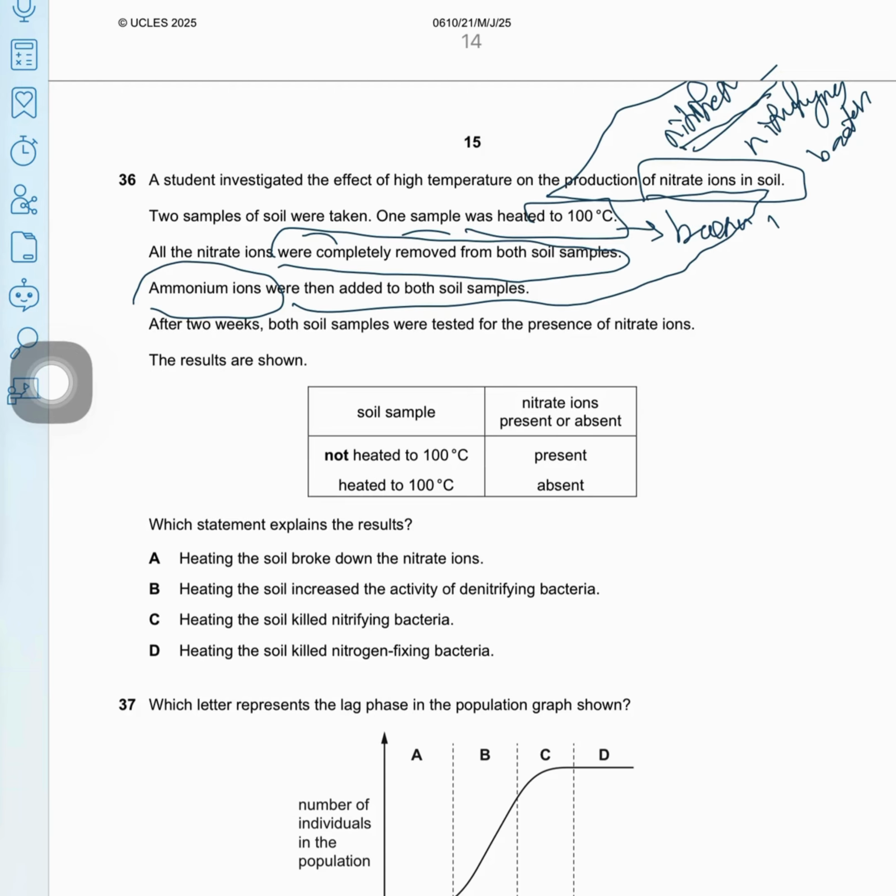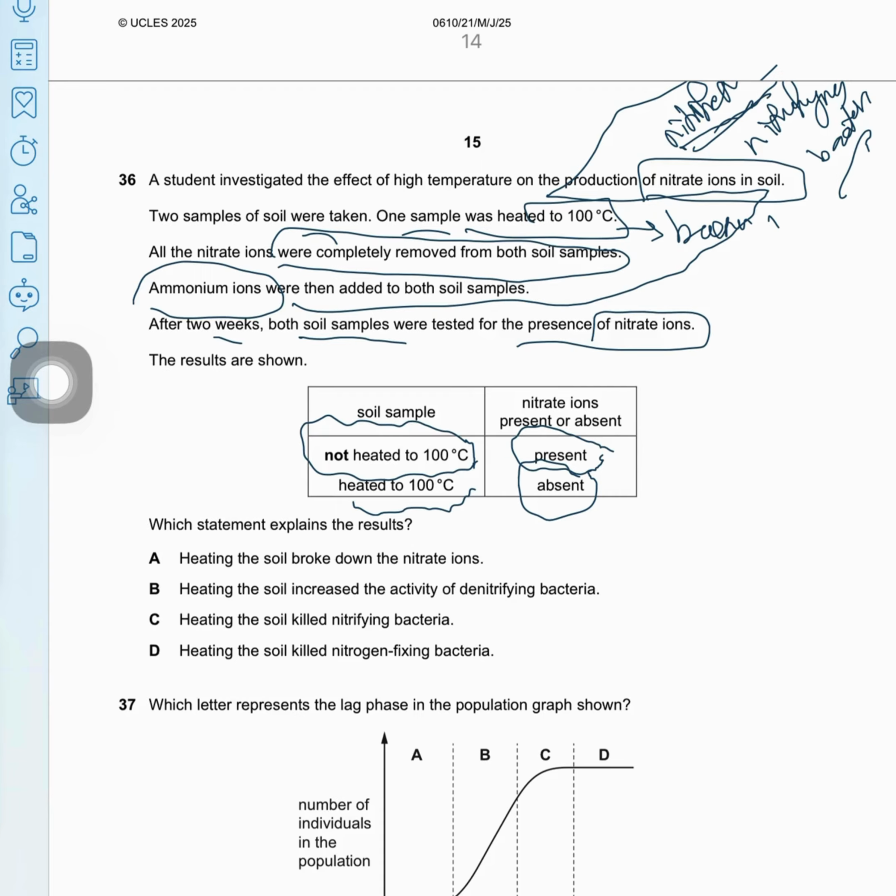After 2 weeks, both samples were tested for the nitrate ions present, and the results are shown. The soil which is not heated to 100 Celsius, nitrate ions were there. Why? Because bacteria were there, they did nitrifying, changing the ammonium into nitrate. The one which was heated, the nitrate ions were absent because the bacteria died. So what is the correct answer for this?